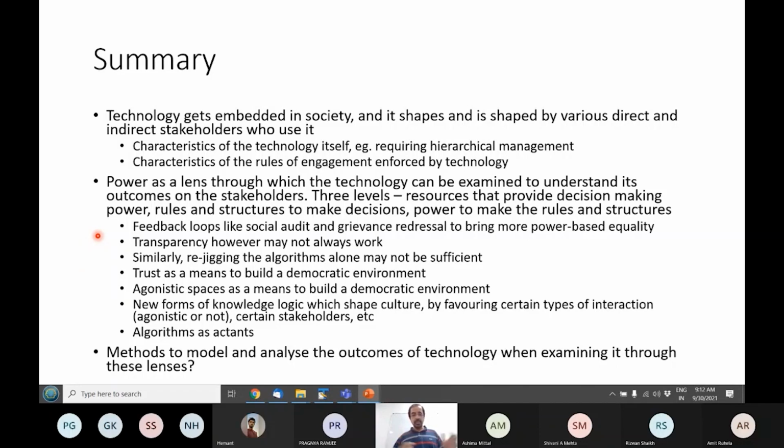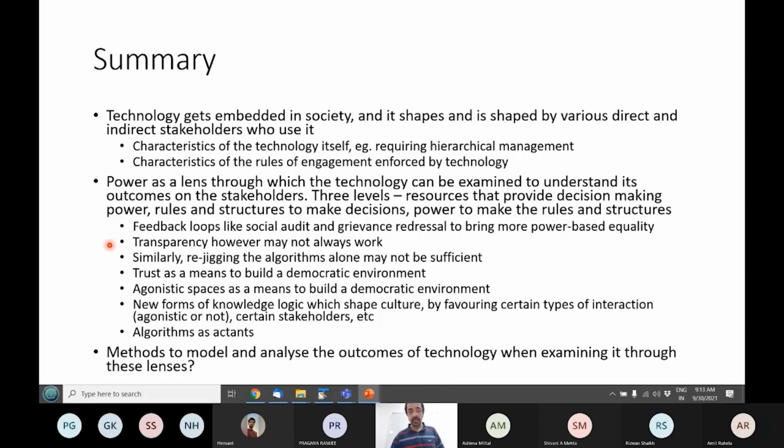Try to go over it, because it's very conceptual and sort of abstract, but it's useful to think in terms of how technology can change social relationships among people, and that you can think of it in terms of power at three different levels: in terms of resources that people possess, in terms of rules that are used to make decisions, and in terms of how to make these rules in the first place. And here you need some of these counter procedures like human in the loop systems, algorithmic accountability, and so on.